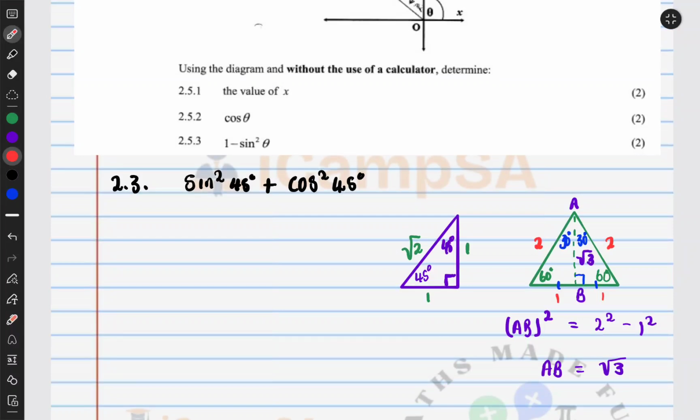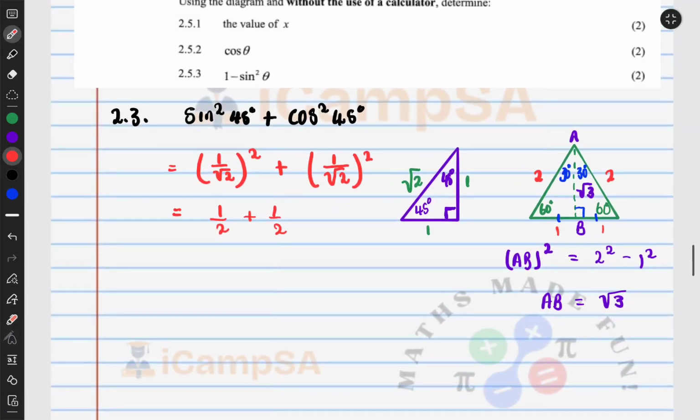So what is sine 45? Sine 45 is going to be 1 over the hypotenuse, so 1 over root 2. So we're going to have (1 over root 2) squared, plus cos 45, which is also (1 over root 2) squared. Okay, (1 over root 2) squared is just 1 over 2, plus 1 over 2, and this is equal to half plus half, which is 1. It's just one whole number.